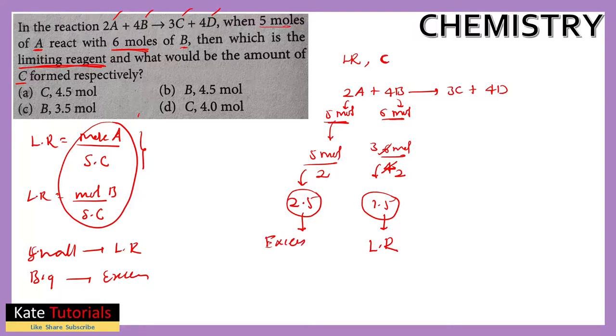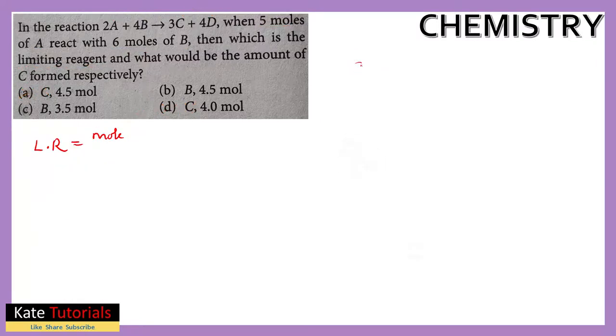So what is the limiting reagent? B is the limiting reagent. So if I go through the options, here it is C, so this is not the option. A is not the option. B is there, here also B is there, and here C is there, so this is not the option. So A and D are not our options. So we got to know that in the reaction 2A plus 4B gives 3C plus 4D, B is the limiting reagent.